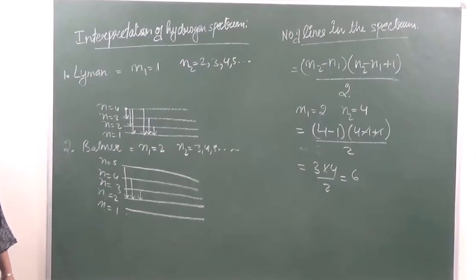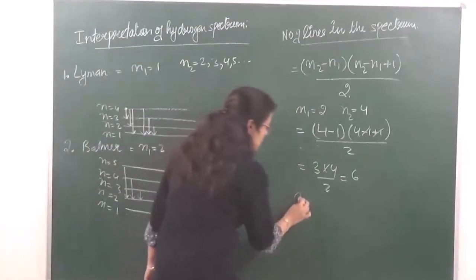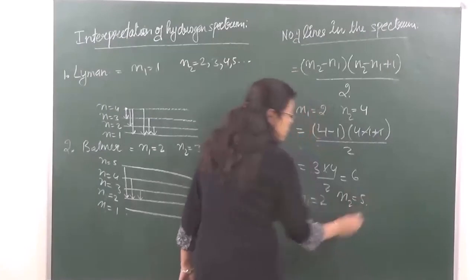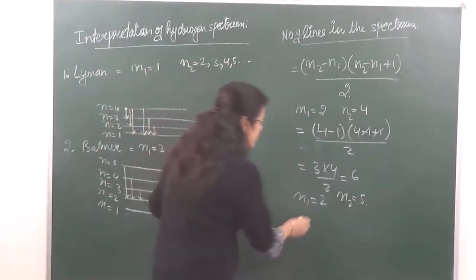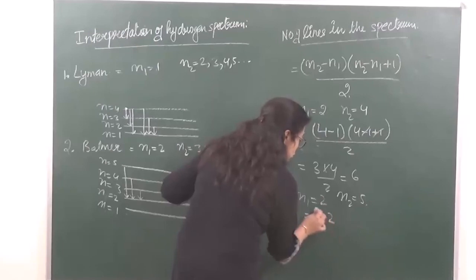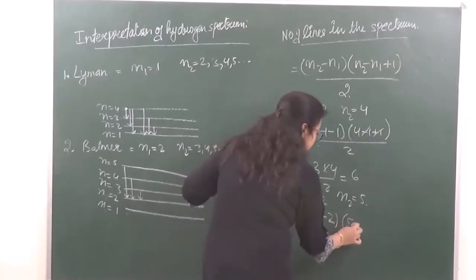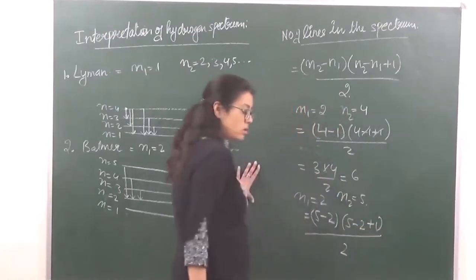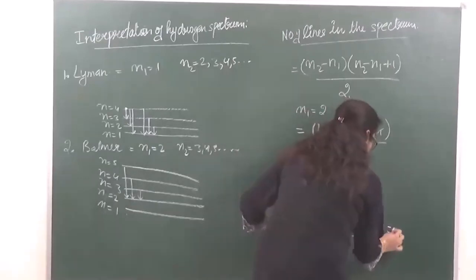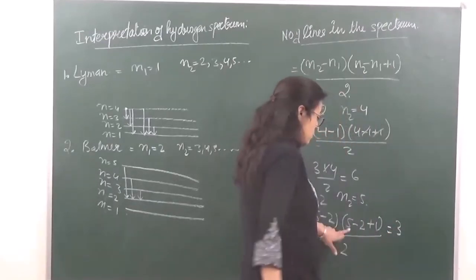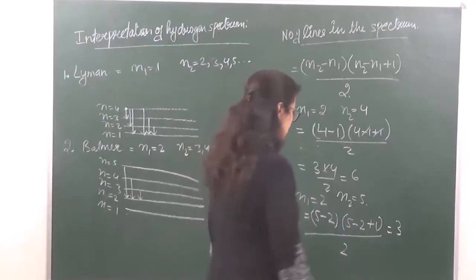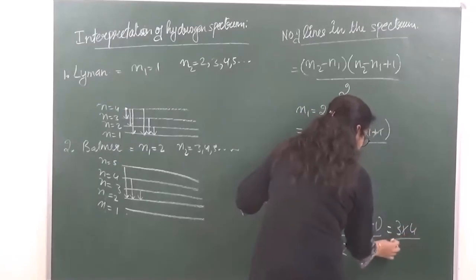Clear? And if the transition is taking place from n1 equal to 2 and n2 equal to 5, the number of spectral lines will now become (5 minus 2)(5 minus 2 plus 1) divided by 2. 5 minus 2 is 3. 3 plus 1 is 4, so 3 into 4 divided by 2.